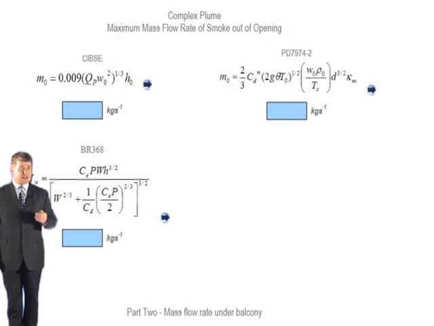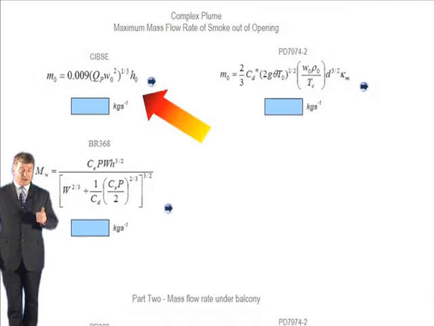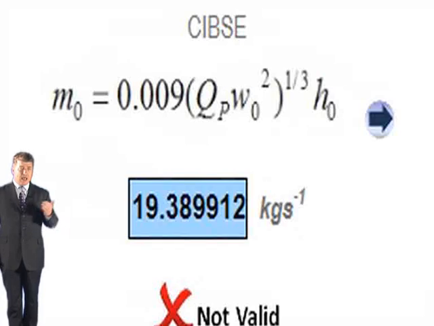This one here is the mass flow rate of smoke out of the opening. As you can see, there's 3 models available for working out the mass flow rate of smoke out of the opening. Now, the most commonly applied one is this one here from SIBSI. MO equals 0.009 times QP times WO squared, all to the power of a third, times HO. This tells you now, as you can see, this is not valid. So if someone submits a proposal with these parameters, it will tell you it's not valid.